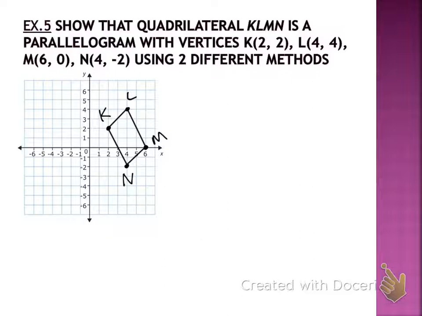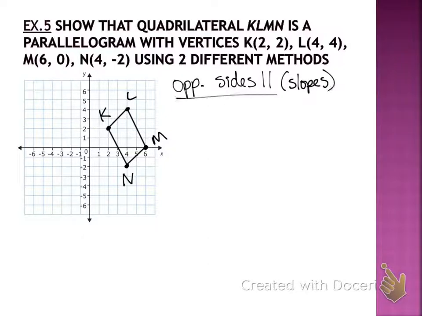So that's one way to do it. We could pull in the diagonals. I don't know that that would be a great way of doing it. I'm not saying we couldn't, but that might be a little bit tricky. So one way would be to show opposite sides are parallel, in which case we need to know slopes. So that's going to be the first method I would recommend, because finding slope isn't all that bad.